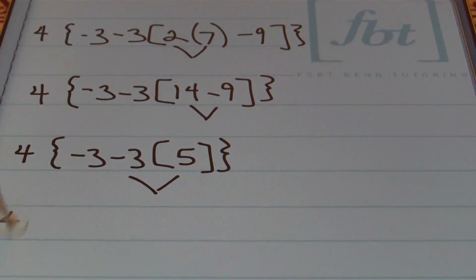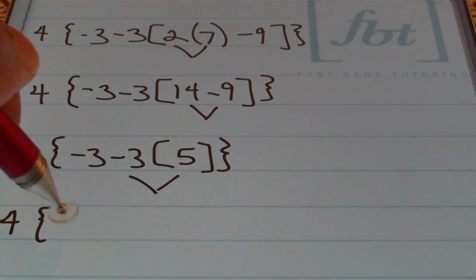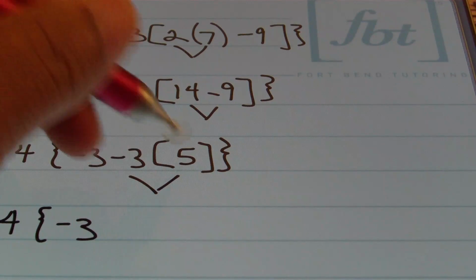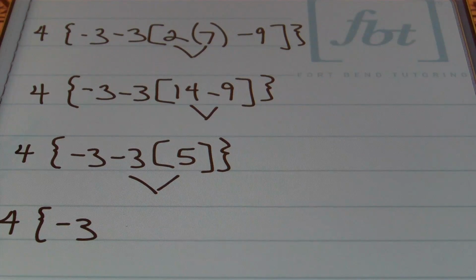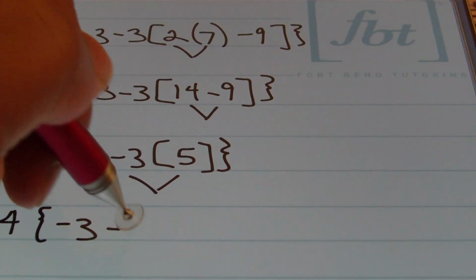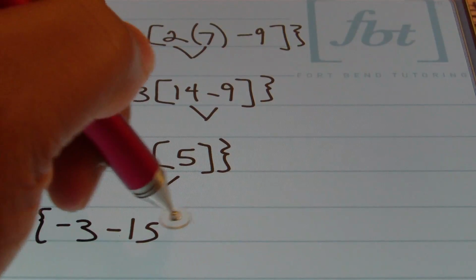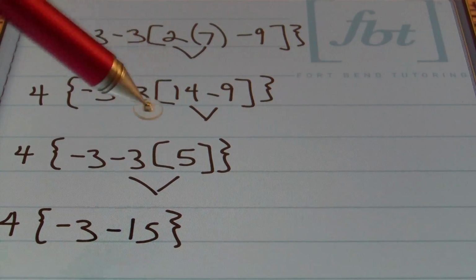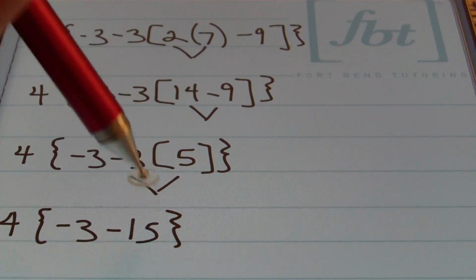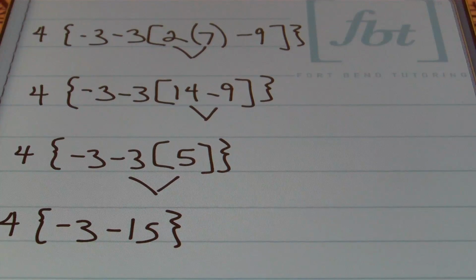So go ahead and bring down that 4. And yes, we'll keep that brace. We'll bring down the negative 3. Negative 3 times 5 is going to give us negative 15. And we went ahead and dropped our brackets because we found our product of negative 3 and 5, which is negative 15.